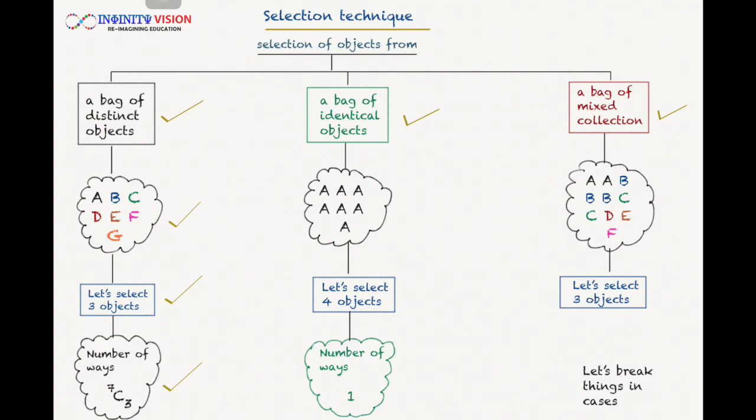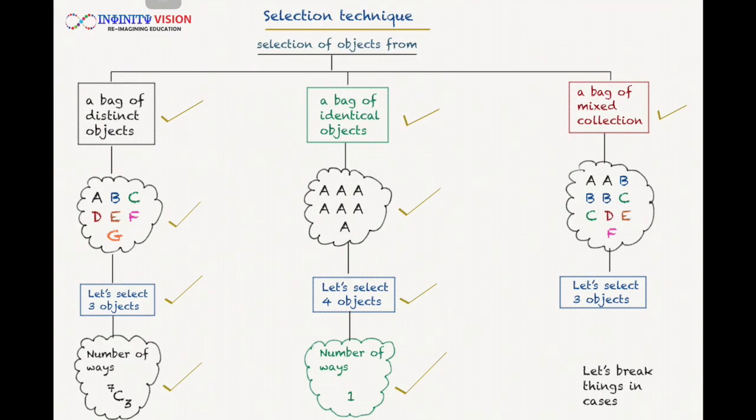Now in the second scenario, let's say you have a bag of identical objects. Let's say you have all 7 chocolates of the same brand and the same category. So you have to select 4 chocolates out of these 7 identical chocolates. How are you going to do it? It doesn't matter which 4 you select. So the number of ways is always going to be 1.